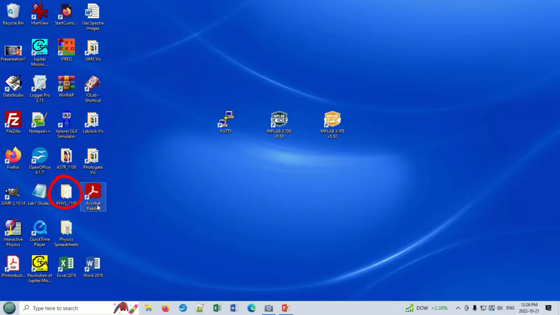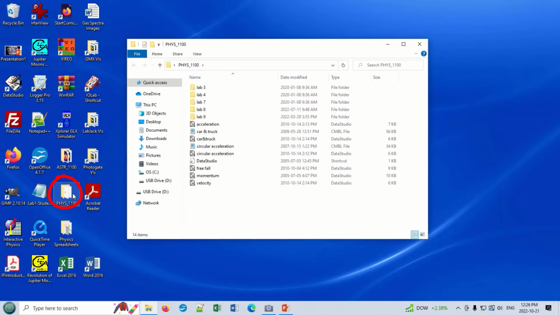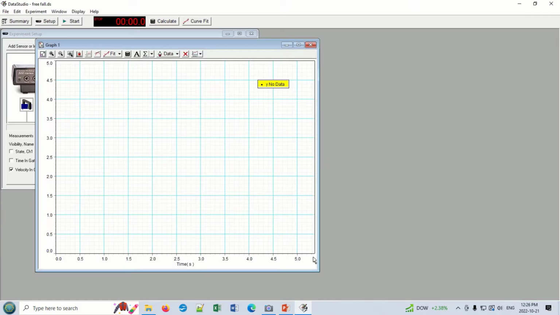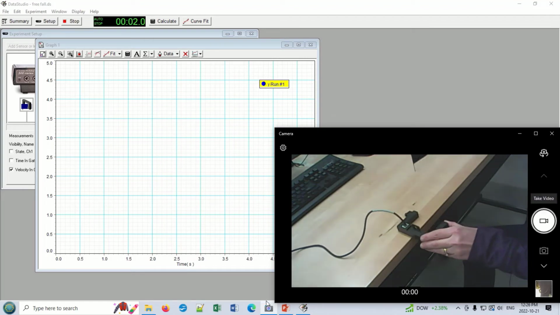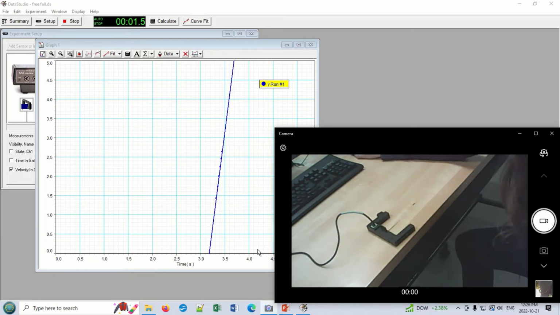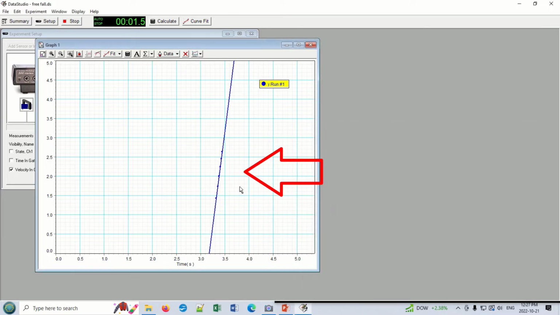You open up the Physics 1100 folder on the desktop, and you want the freefall program this week. This program gives us a big velocity time graph, and as usual, to take data you would just click the Start button and then take your data. So you get your equipment all ready to go, and then you click Start and drop your picket fence through the photogate. As you can see, it automatically takes our data and puts a line through it, but we actually want the fit.